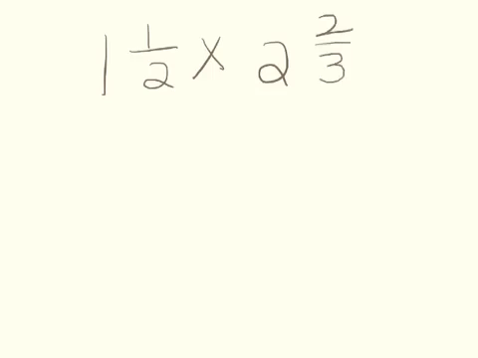Okay, here's another example. And I'm going to do 1 1/2 times 2 2/3. Here I have two mixed numbers, so I'm going to have to switch both of these into improper fractions. So in order to do that, I'm going to multiply the denominator times the whole number. So 2 times 1 is 2, plus 1 is 3. Denominator stays the same. Then 3 times 2 is 6, plus 2 is 8.